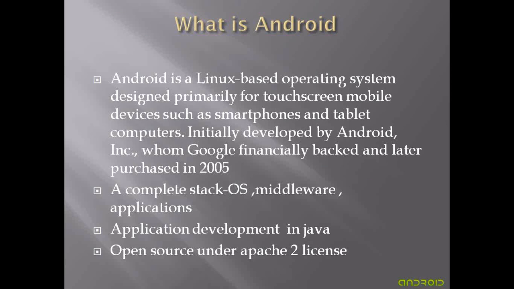So going to the next slide, what exactly is Android? Many people think it is kind of an operating system. Many people think it's a kind of software. But let's know what exactly is Android. Android is a Linux-based operating system designed primarily for touchscreen mobile devices, the smartphones and tablet computers. Initially developed by Android Inc., whom Google financially backed and later purchased in 2005.